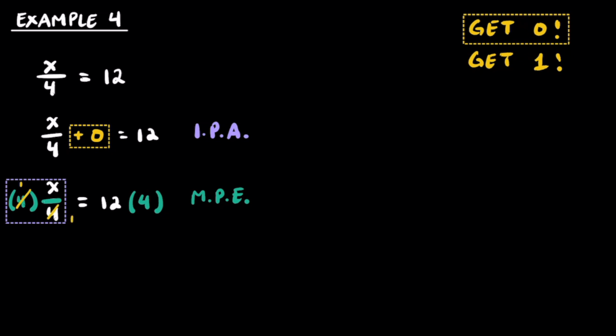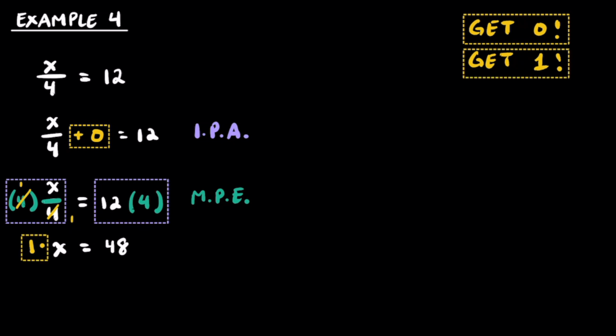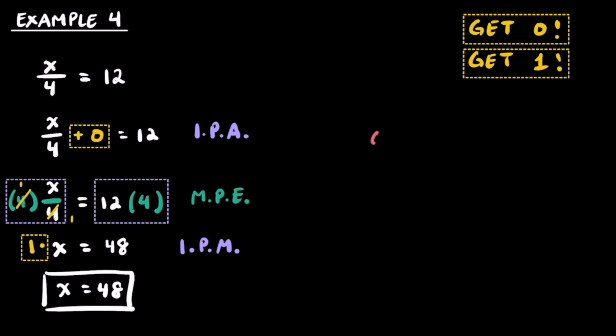Then on the left side of the equation, we just have 1 times x, and on the right side we have 12 times 4, and 12 times 4 is going to equal 48. Notice that by using the multiplication property of equality and multiplying both sides of the equation by 4, we were able to get 1. Since 1 times any value of x is just going to equal x, we can use the identity property of multiplication and just write that x equals 48. There's our solution. And here's one final check.